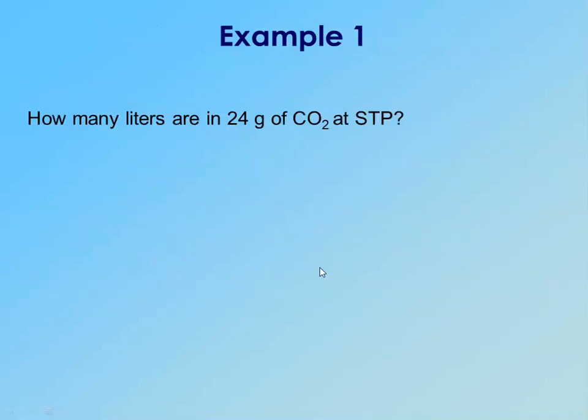So our first example: how many liters are in 24 grams of CO2 at STP? Anytime you have grams, you're going to need to use your periodic table to calculate your molar mass. So I would encourage you to have your periodic table out when you're working mole conversions and stoichiometry problems. We start these problems just like we did with dimensional analysis, with what we were given, the 24 grams of CO2. We're going to set up our units to cancel out the grams and to find liters.